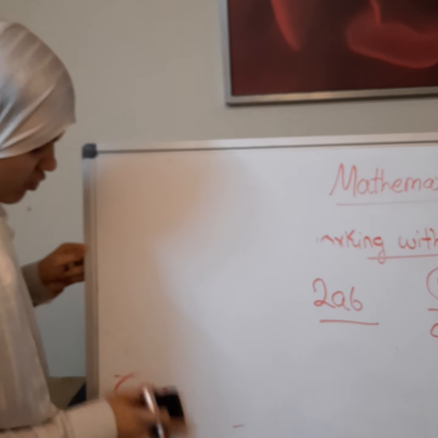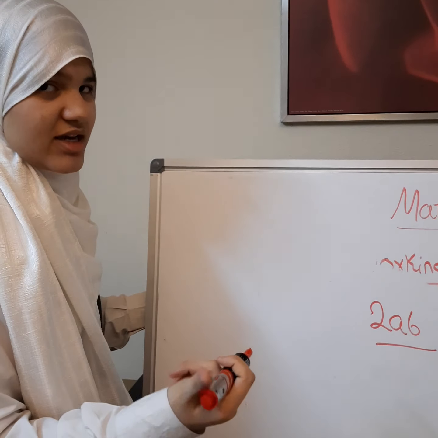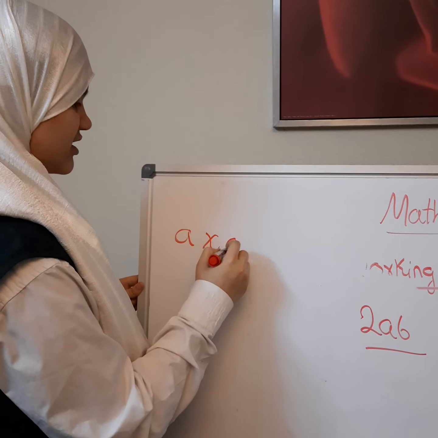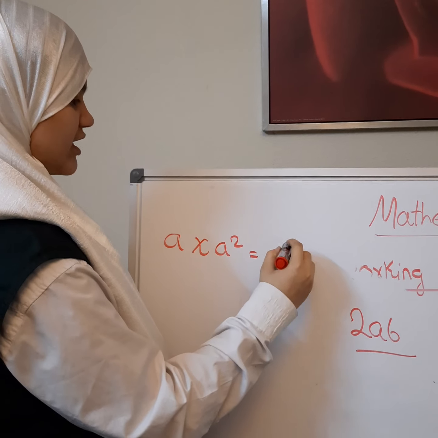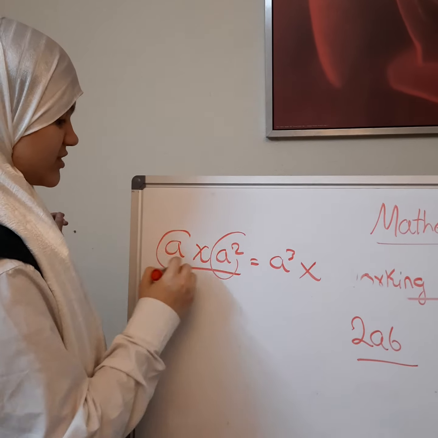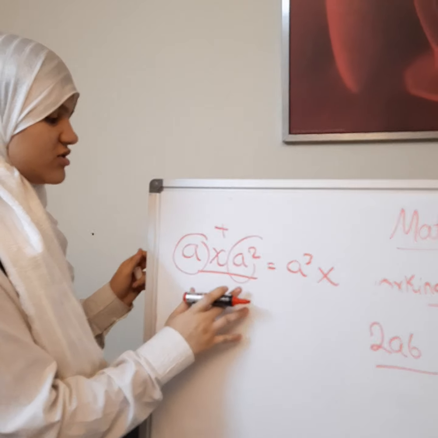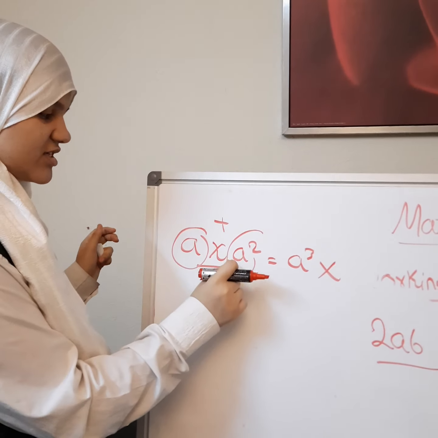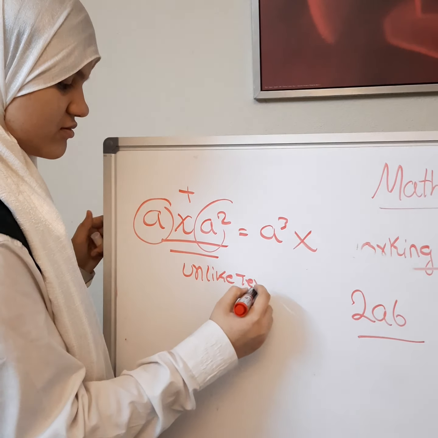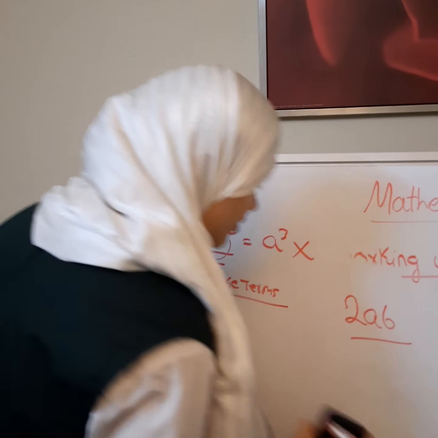But only like terms can be added. Like if it was A times A, it will be A squared. But if it is A times A squared, it can't be. Like if we make A times A squared, it will be A cubed. That's wrong. We can't, because they are not like terms. Or make it plus. That's not correct. A and A squared are unlike terms.